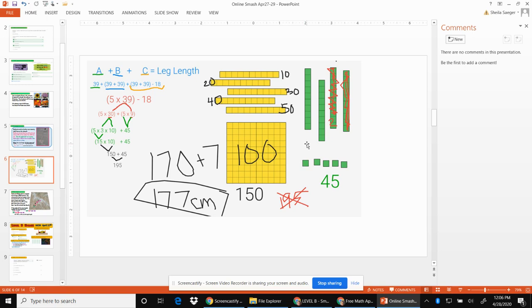And so 150 plus 27 is 177. So there's my leg length, 177. Same answer, but solved a different way.